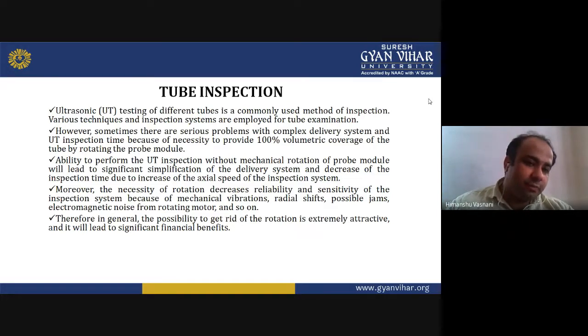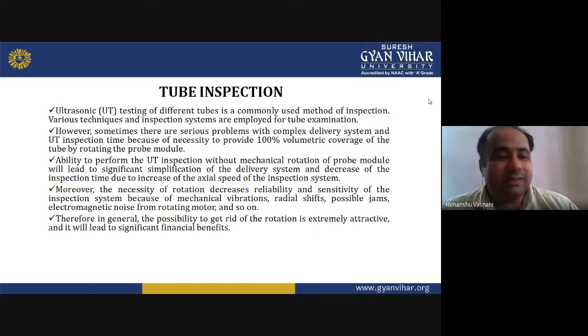The ability to perform the ultrasonic inspection without mechanical rotation of the probe module will lead to significant simplification of the delivery system and a decrease of the inspection time due to an increase of the axial speed of the inspection system.